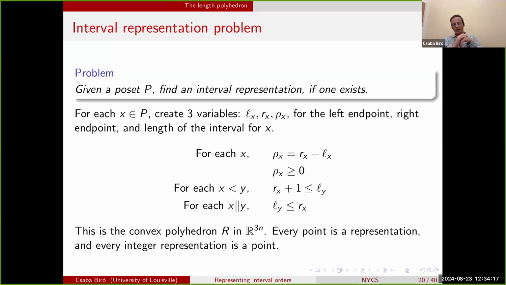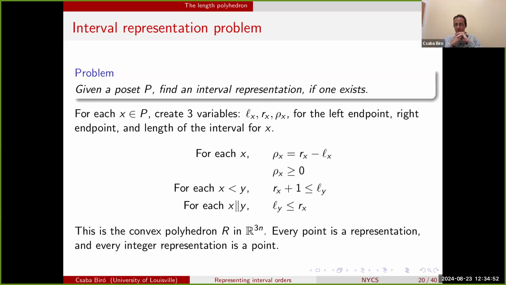So we can fix it in a way. It's not a perfect fix, but it's going to work for us. We're going to require that any two comparable elements have intervals at distance at least one from each other. This way I can turn that strict inequality into a non-strict inequality by requiring that the left endpoint of my larger interval is at least one beyond the right endpoint of my smaller interval. This way I do get a convex polyhedron in R^n.